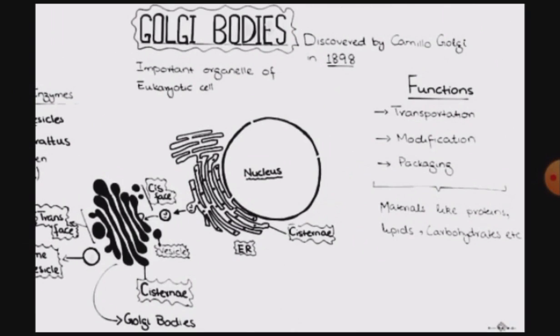Okay, here in the left corner I have given you a little bit of the functions of Golgi body. Their function is transportation. Yes, they are transporting the protein, they are modifying the protein, and they are packaging the protein in the vesicles. Okay, what do they package? They package materials like protein, lipids, carbohydrate, etc. Anything which is received by them through the cis phase, they modify it and package it through the trans phase and then transport. Okay, let us go to the next slide.